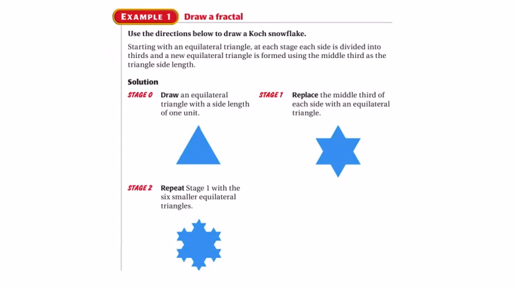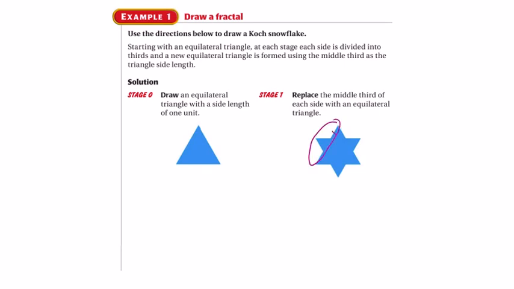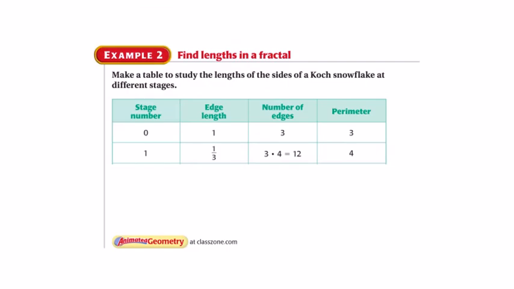If I were to go back 1 stage right here, I would count up all the edges. So here's one side of my original triangle. I've got 1, 2, 3, 4. Alright, so that's where the 3 times the 4 comes from: 3 sides of the original triangle, and now 4 segments for each side. And then they get the perimeter of 4 because I've got 12 times that 1/3.